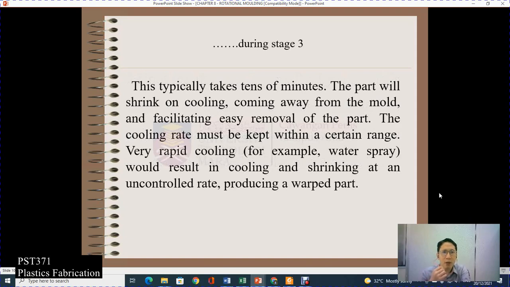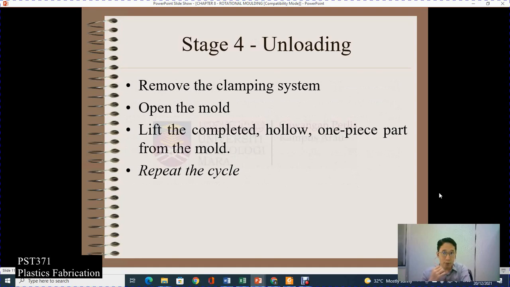The parts will shrink on cooling, coming away from the mold and facilitating easy removal of the part. The cooling rate must be kept within a certain range. Very rapid cooling, for example water spray, would result in cooling and shrinking at an uncontrolled rate, producing a warped part. This is the drawback of using water cooling, which promotes rapid cooling and results in shrinking at uncontrolled rates and producing warped parts.